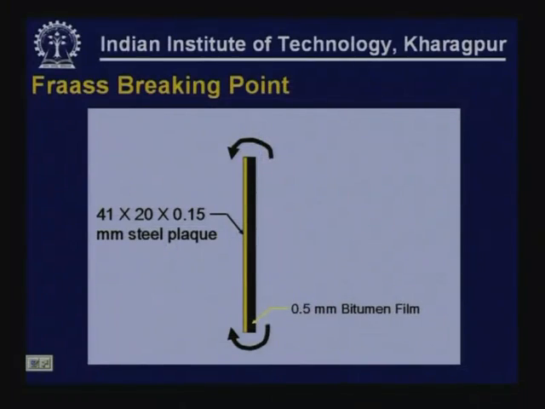Typically what is done is, there is a steel plate on which the bitumen is coated, a 0.5 millimeter bitumen film is coated on the steel plate. The temperature of the bitumen is gradually reduced to very low temperatures, and then we keep on flexing the bitumen. The temperature at which the bitumen film gets cracked is its frost breaking point temperature.